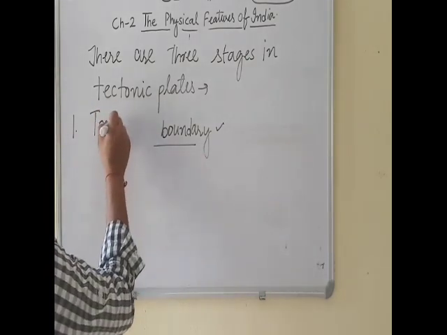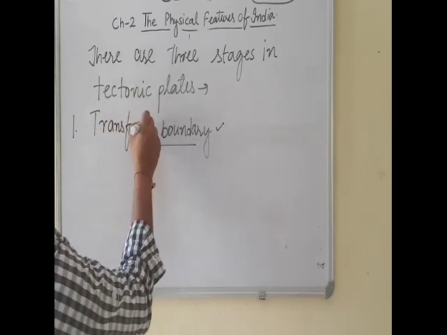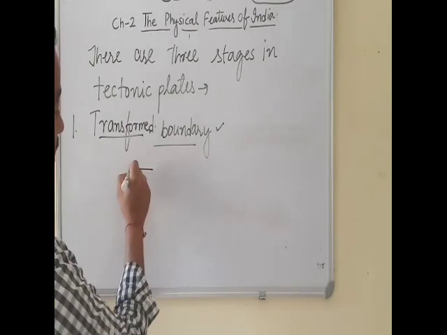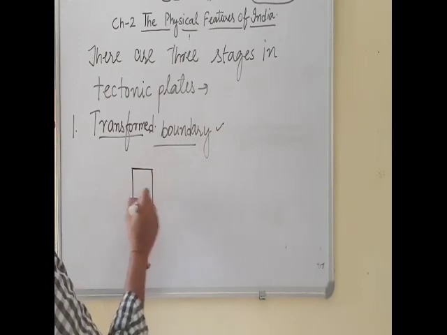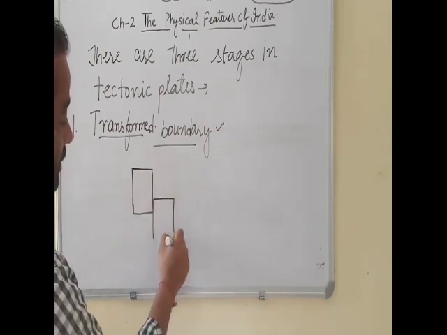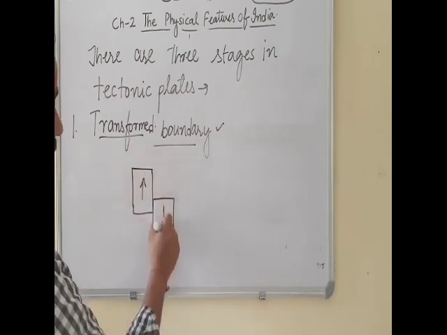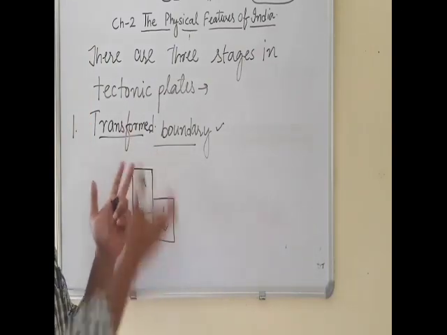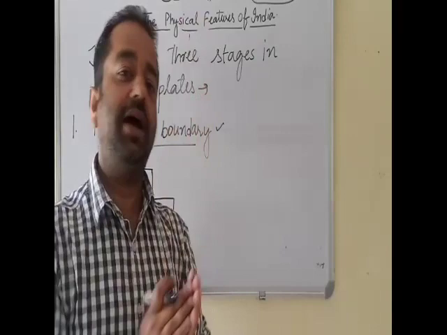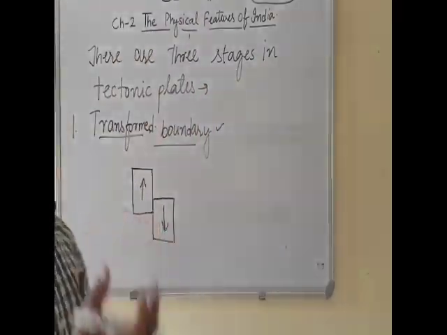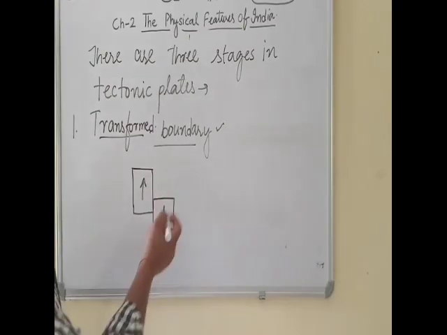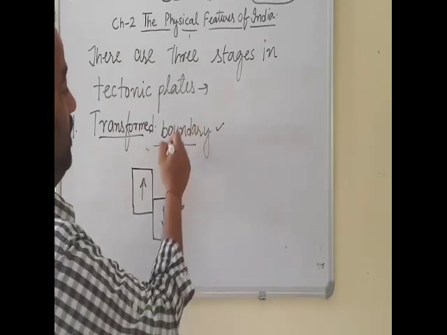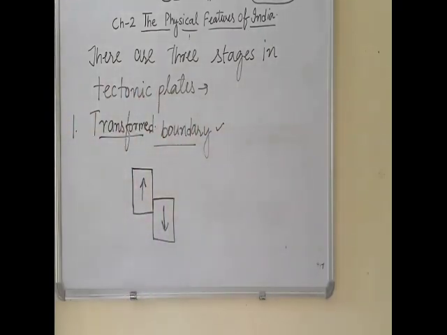Next one is transform boundaries, okay, the third stage of tectonic plates. Clear? When the tectonic plates slide past each other, it means up and down, as we rub our hands in the winter season to keep our body warm. Clear? So similarly, when the tectonic plates slide past each other, move up and down, this particular stage of the tectonic plate is known as transform boundary.